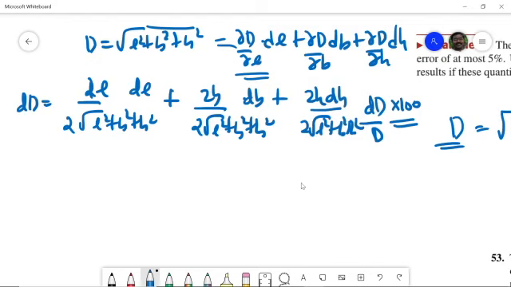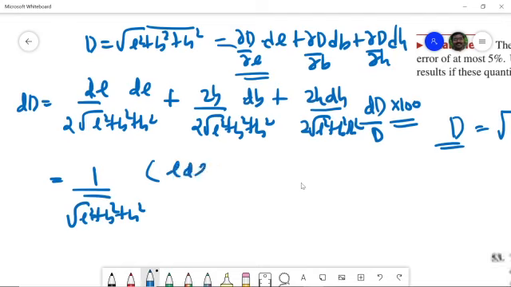So by simplifying, the 2 is cancelled out. I can take 1 by root of L square plus B square plus H square outside. So this is nothing but L dL plus B dB plus H dH. So this is the value of our dD. Okay, so I hope you understand how we found the differential.